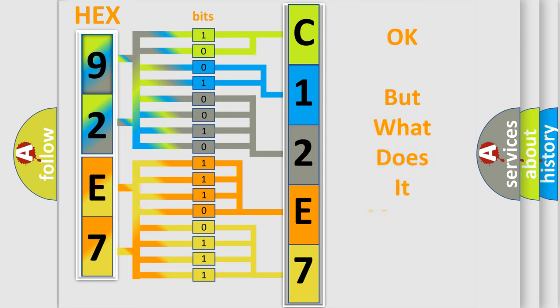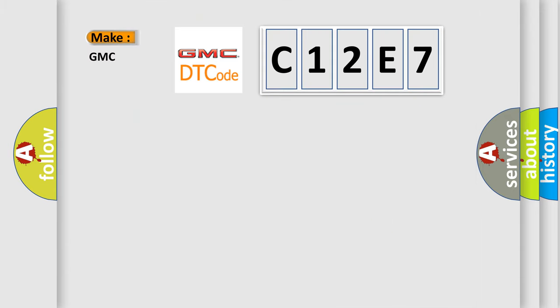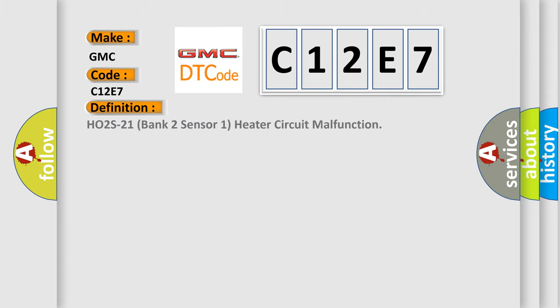The number itself does not make sense to us if we cannot assign information to what it actually expresses. So, what does the diagnostic trouble code C12E7 interpret specifically for GMC car manufacturers? The basic definition is HO2S21 bank 2 sensor 1 heater circuit malfunction.